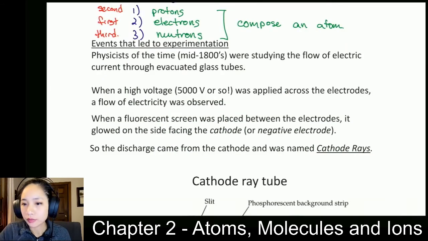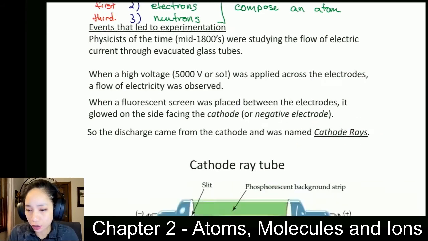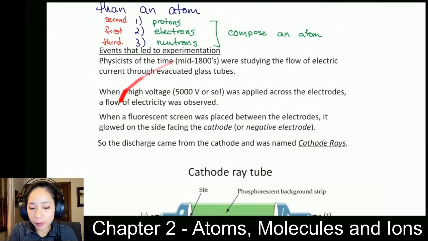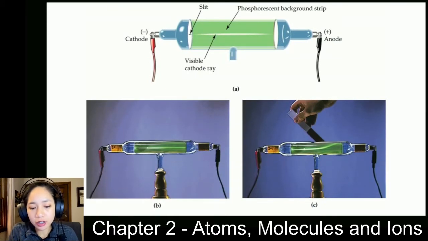Okay, so let's talk about the events that led to the discovery of the first subatomic particle on our list, which was the electron. The electron was discovered by use of a cathode ray tube, which I have a picture of right here. A cathode ray tube is essentially just an evacuated cylinder. Evacuated meaning there's no pressure on the inside, so there are no atoms, no gas or anything on the inside. And then on either end of the evacuated glass are electrodes.